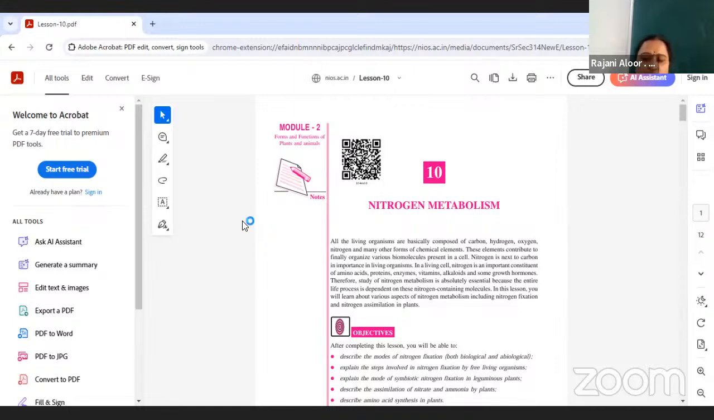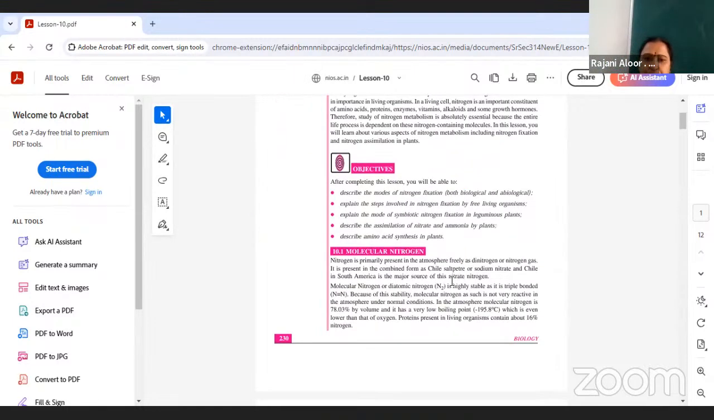And here now we will start with what is molecular nitrogen. Okay, in the atmosphere, only 70% nitrogen is there. How much? Only 70% nitrogen is present in the atmosphere. Nitrogen is primarily present in the atmosphere freely as dinitrogen or nitrogen gas. You can observe this is dinitrogen or nitrogen gas.